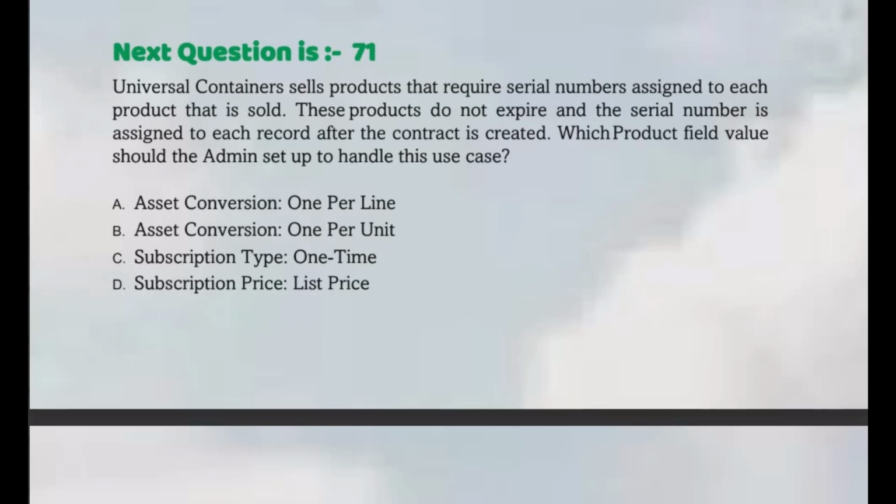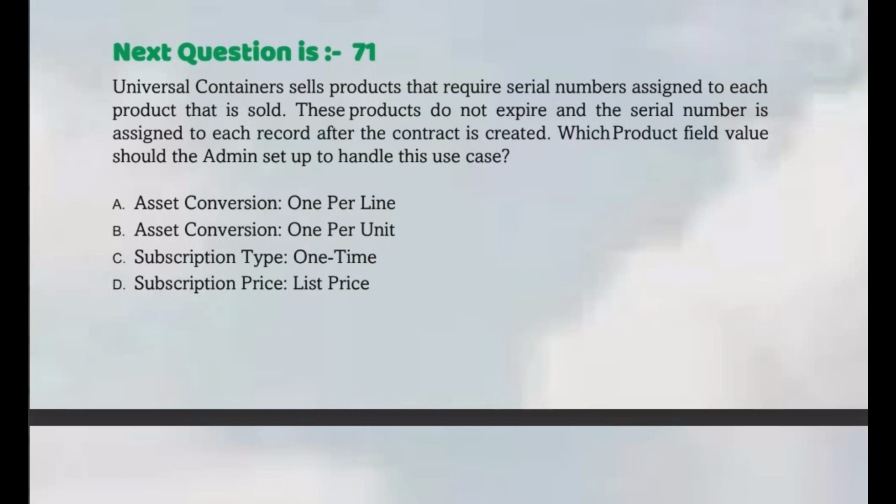Question is Universal Containers sells products that require serial numbers assigned to each product that is sold. These products do not expire and the serial number is assigned to each record after the contract is created. Which product field value should the admin set up to handle this use case?